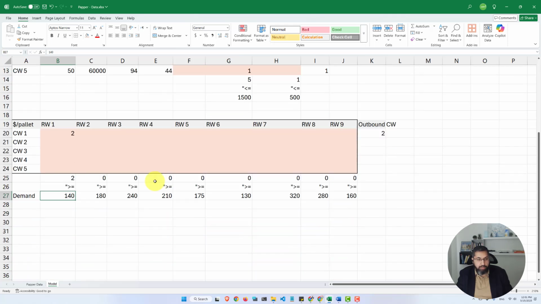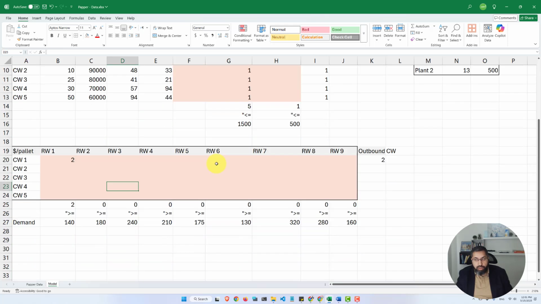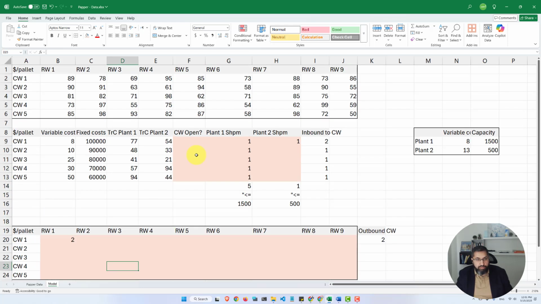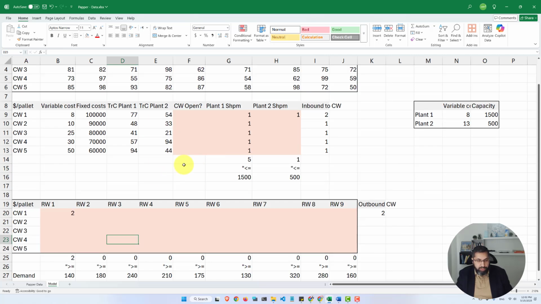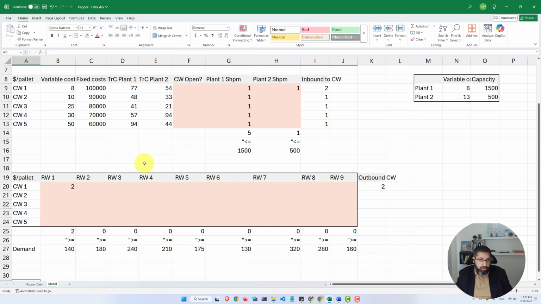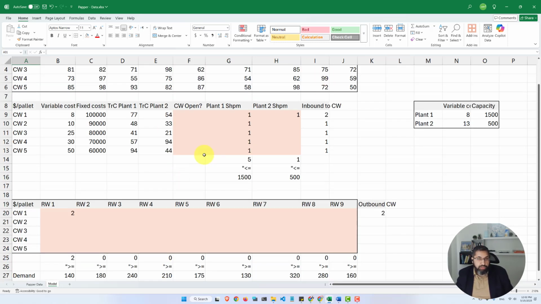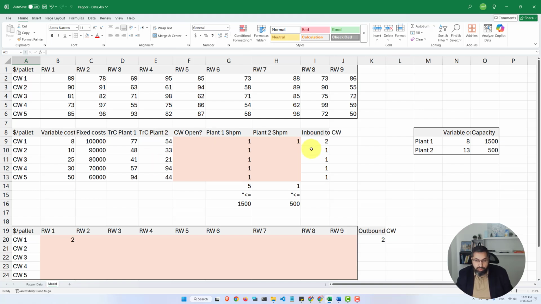Right now I'm just setting up these sums and setting up my decision variables, okay? Then once the decision variables are set up, we have to figure out our objective, calculate the total cost, and then we can put in our constraints in solver and actually solve the model. Okay.